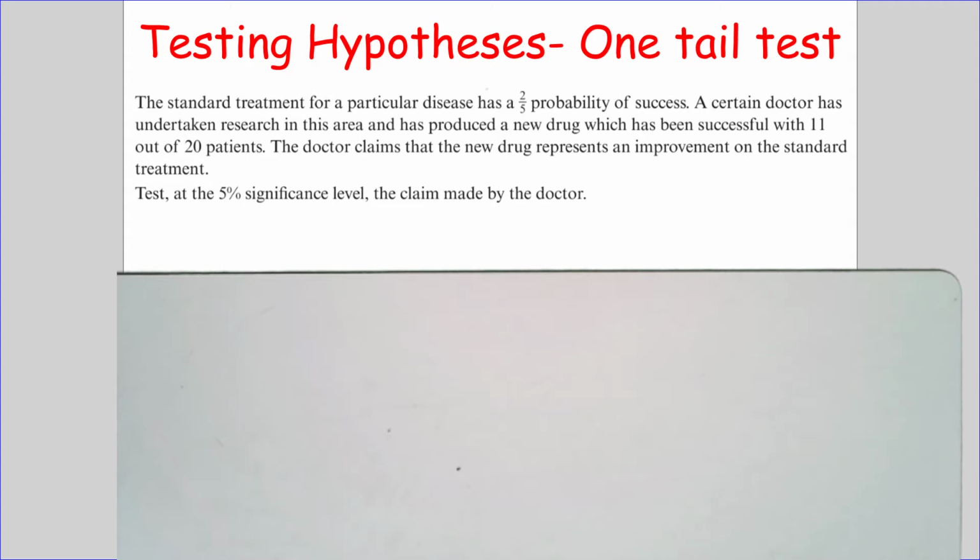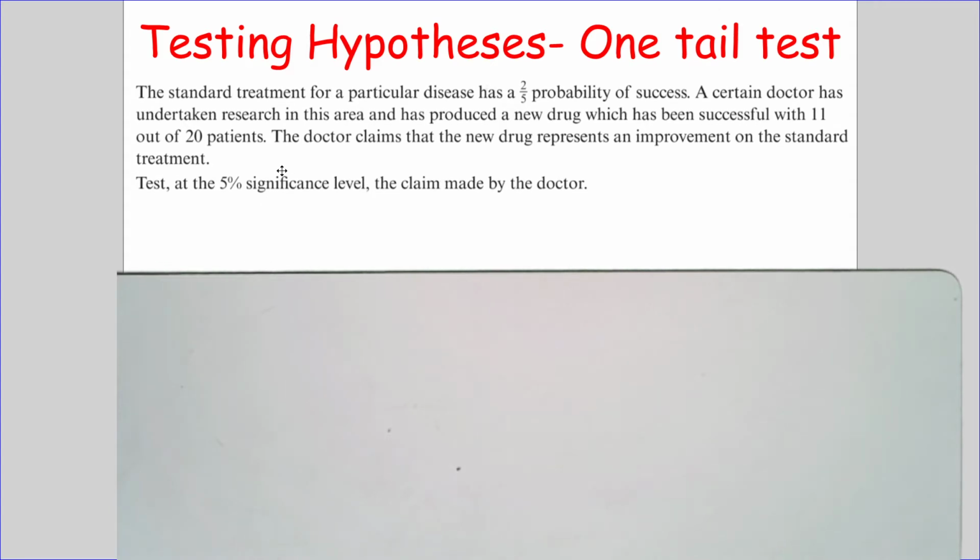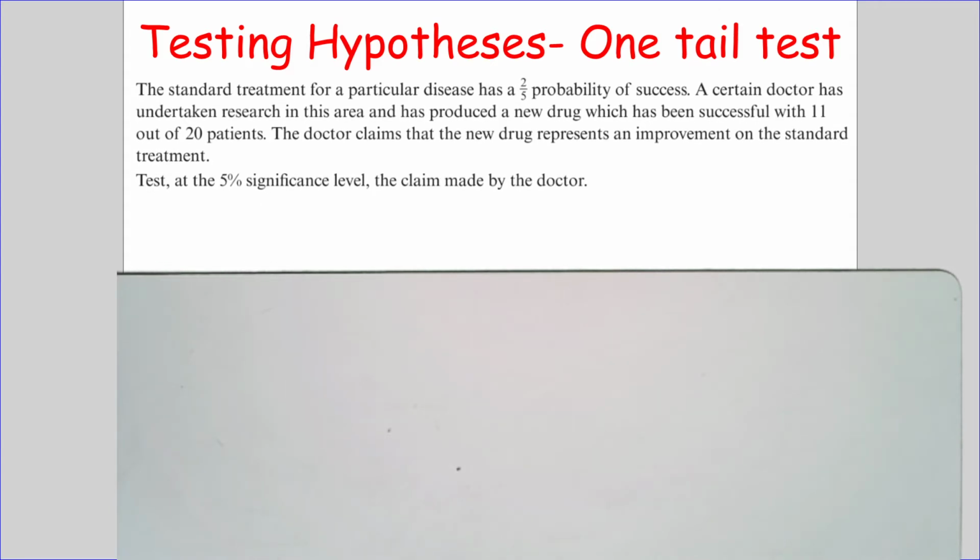For our second example, we have a medical treatment for a disease. A certain doctor is undertaking some research and has produced a new drug which is successful at 11 out of 20 patients. Now if this is 2/5, this would suggest only 8 out of 20 would be successful. So clearly this has improved a little bit. Doctor claims that the new drug represents an improvement.